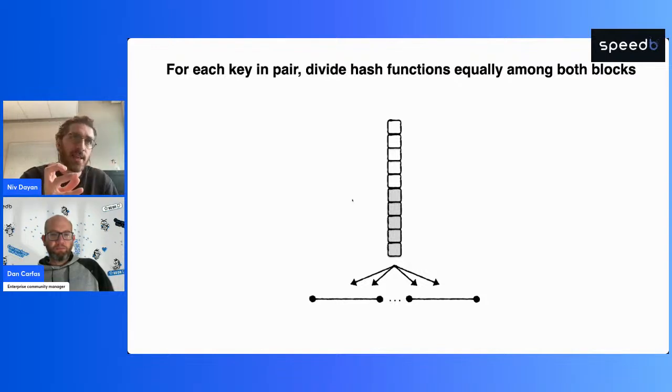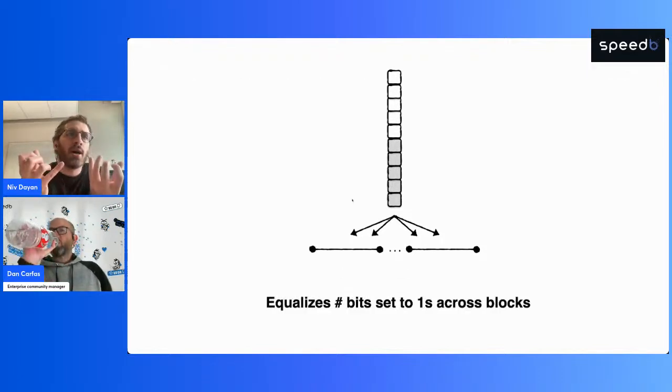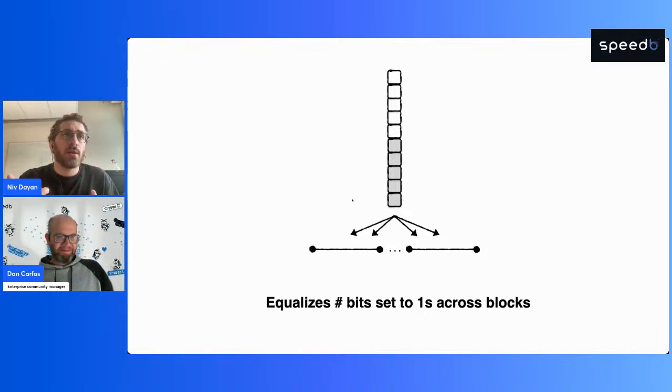So for each one of these keys that map to this pair, we're going to use half of its k hash functions to map it to one of the blocks, and the other k/2 hash functions to map it to the other block. By so doing, we evenly distribute the hash functions for all the keys across this pair of blocks. And this causes the number of ones in each one of the blocks across the whole filter to become equalized. So this allows us to precisely address that uneven distribution of entries that we've seen before.